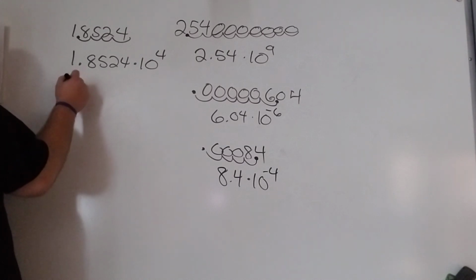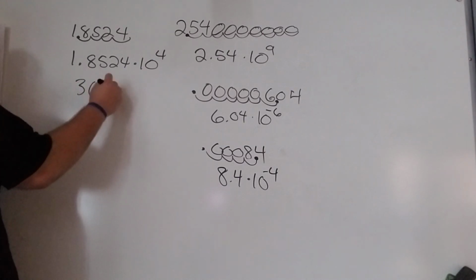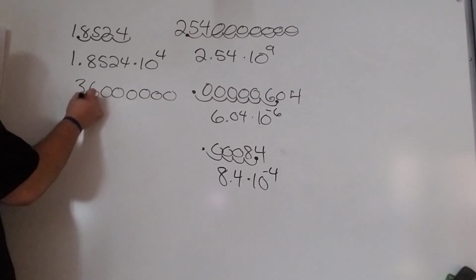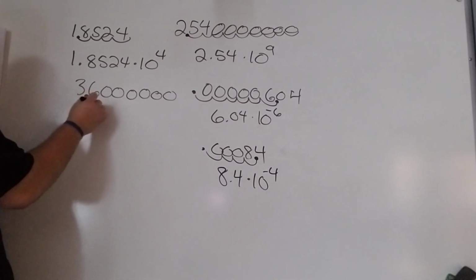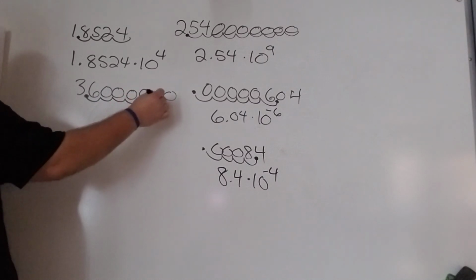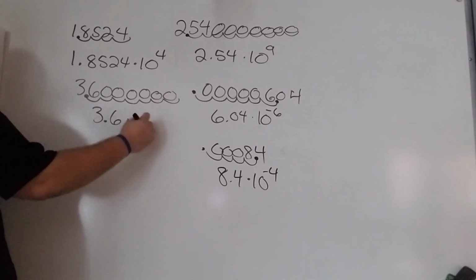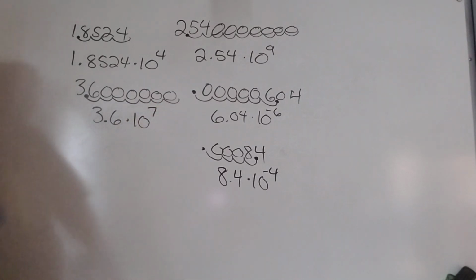Number 23. Decimal after the first digit that's not 0, that'd be 3. Count the spaces, 1, 2, 3, 4, 5, 6, 7. That's going to give me 3.6 times 10. And we went to the right 7, so it's positive 7.